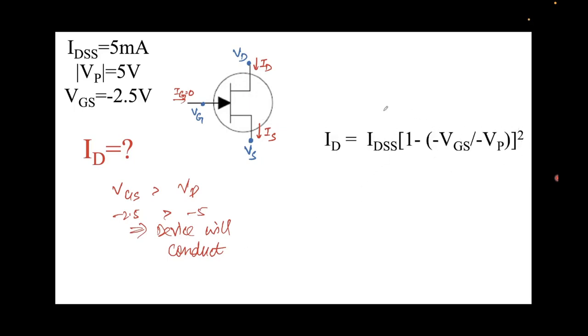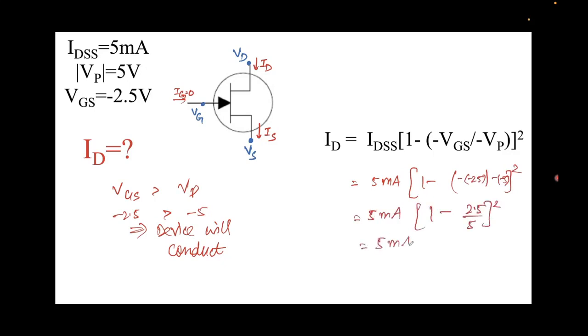So we'll simply plug in the values. IDSS is nothing but 5 milliamps times 1 minus, so minus VGS, this will be minus into minus 2.5, divided by minus of minus 5, whole square. So this will come out to be 5 milliamps times, so minus will become plus, so that will be 2.5 upon 5 whole square. So this will be 5 milliamps times (1 minus half) whole square. So that's 5 milliamps into 1 over 2 square. So that will be 5 milliamps over 4, which is nothing but 1.25 milliamps.